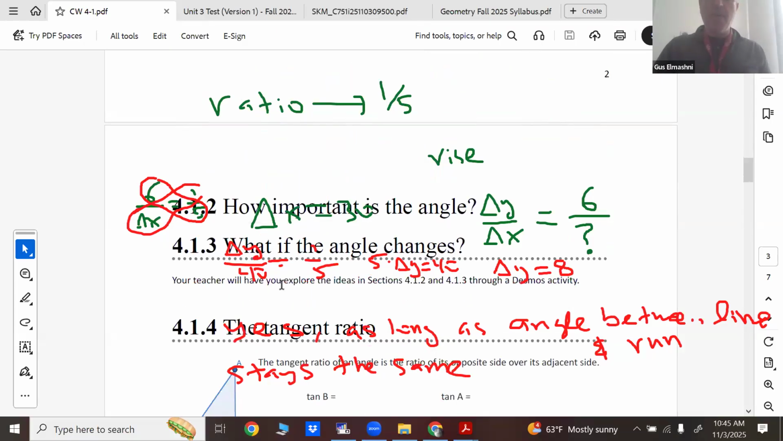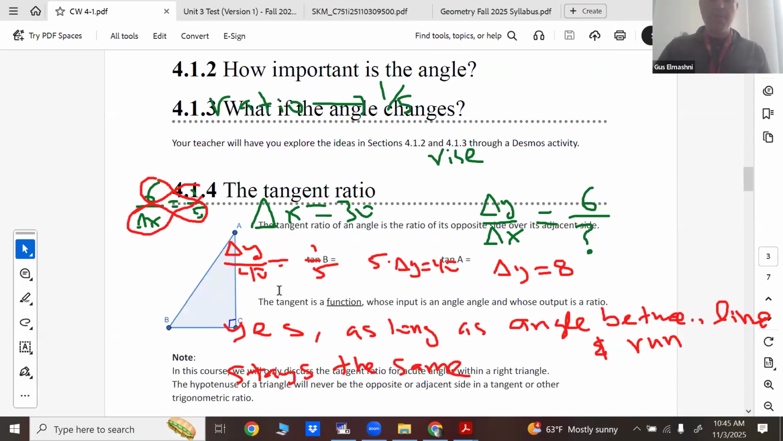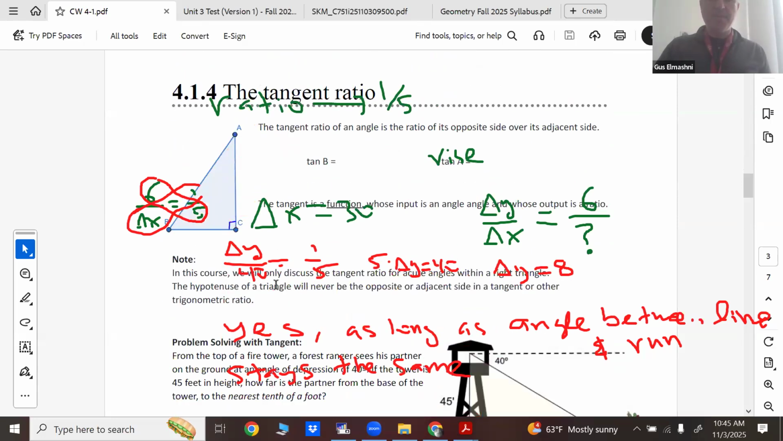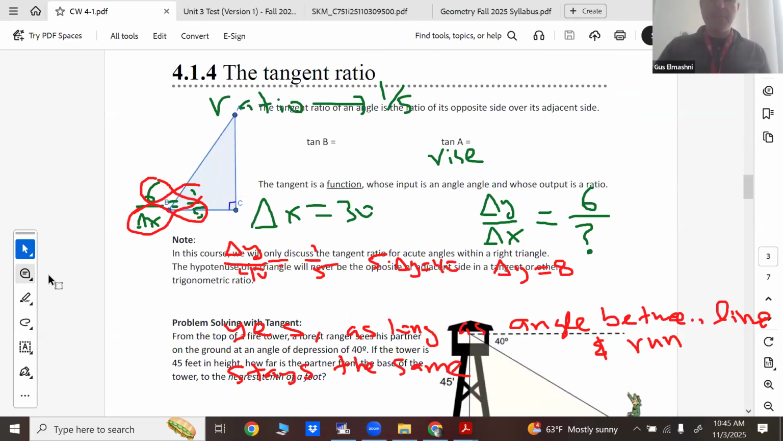So we're doing the law of exploring. Okay, now we're gonna move on to, whoa, that's kind of weird. Your teacher lab, I don't know what this Desmos is. We'll worry about that later. I gotta talk to Davis about it.